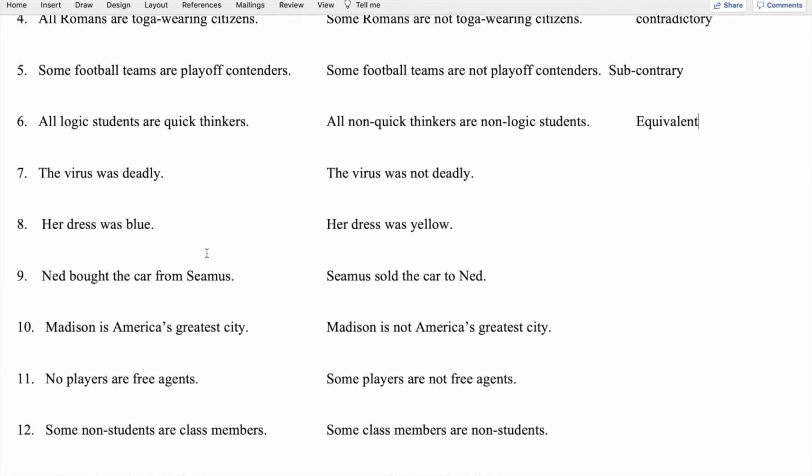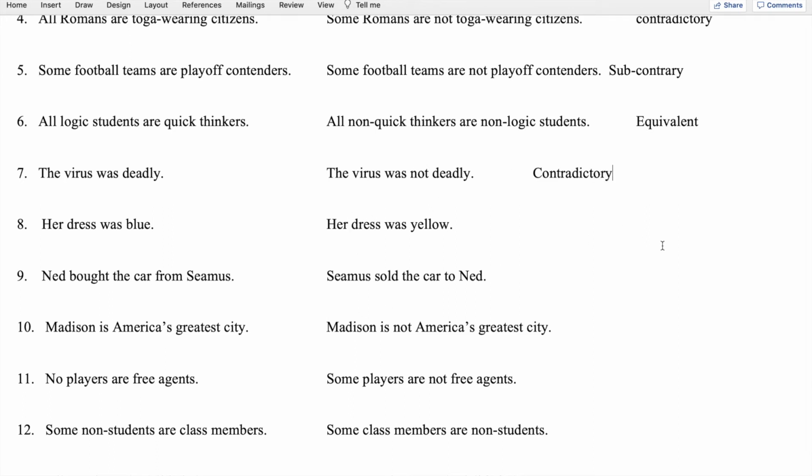So typically in a universal affirmative, the denial would be the particular negative with the same subject and predicate term. Or with a universal negative, the denial would be the particular affirmative with the same subject and predicate term. But in this instance, because we have subject terms that represent categories with only one organism in the category, it is not possible to make a particular, which means that the denials here are incompatible, and the original statements are also incompatible, which means these are contradictory statements.